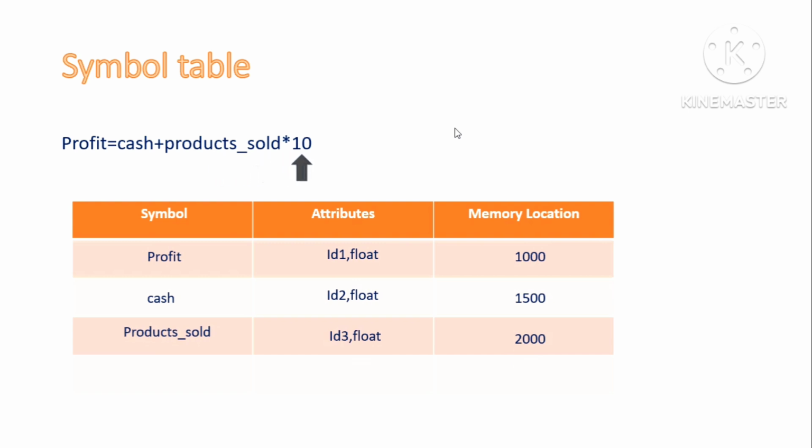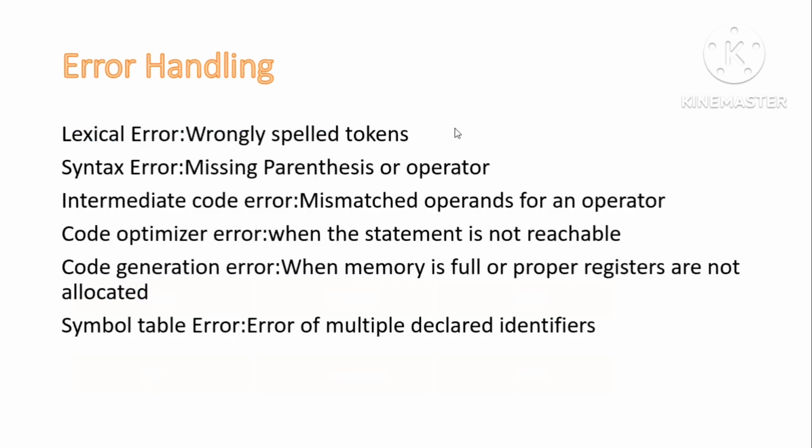Now, when we move to the right, this is not called a variable, but it's called a constant. And this constant is actually of integer type and it is actually stored in a memory location called 3000, for assumption. Now, finally, we will have the error handler.